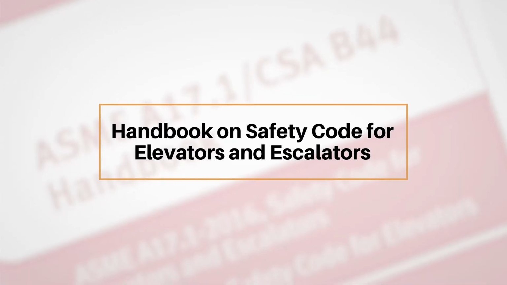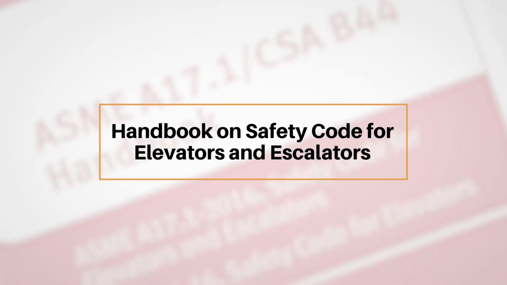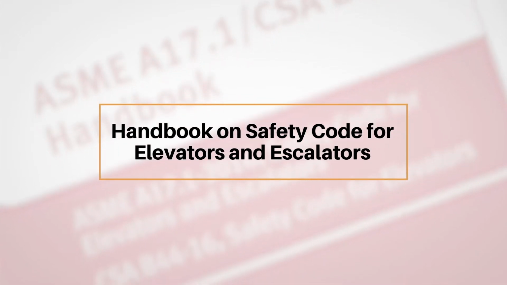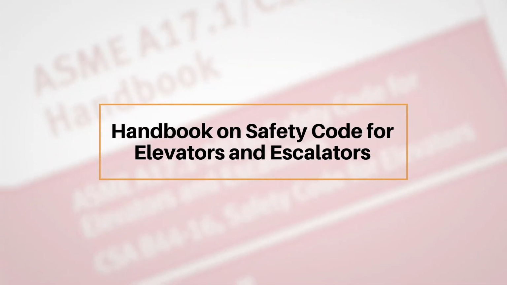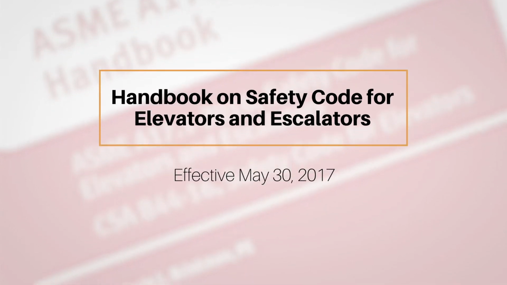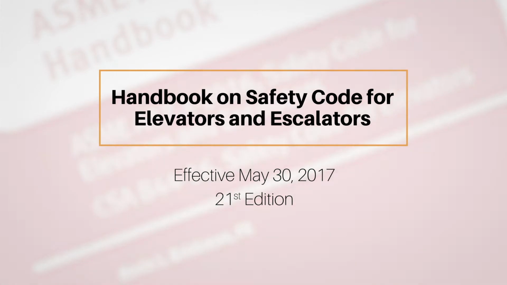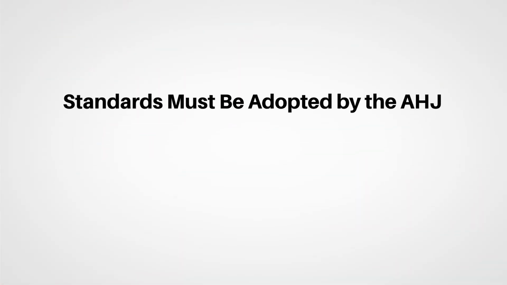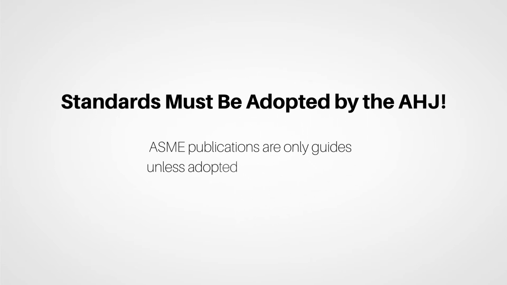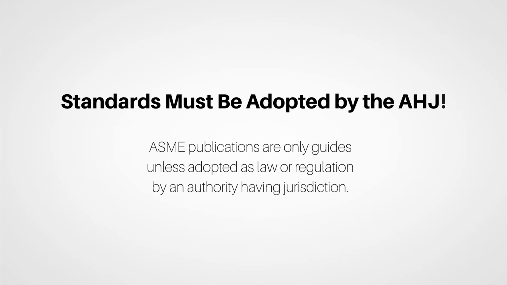Welcome to this continuing education series on significant changes to ASME A17.1, the Handbook on Safety Code for Elevators and Escalators. The current edition became effective May 30th, 2017, and is the 21st edition. Many states are adopting this updated national standard, so these changes are important. Also remember that ASME publications are only guides unless adopted as law or regulation by an authority having jurisdiction.